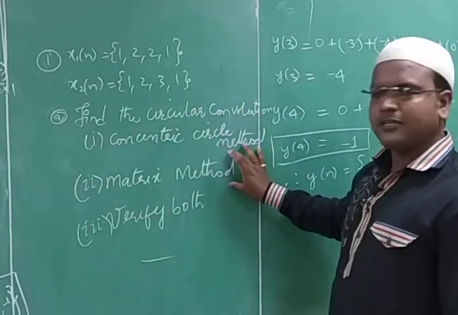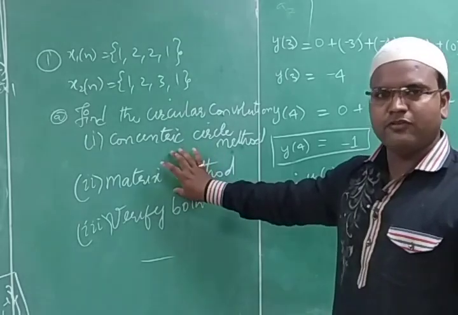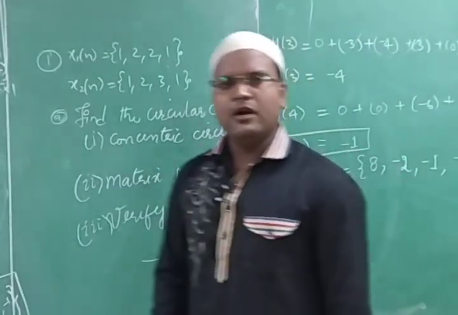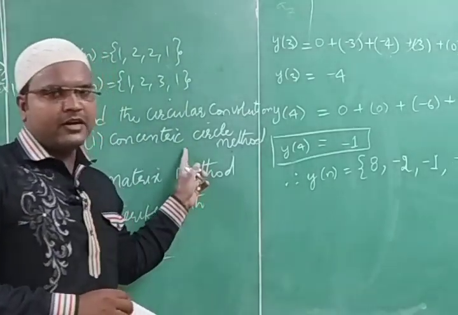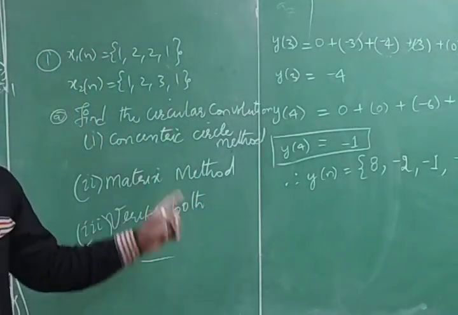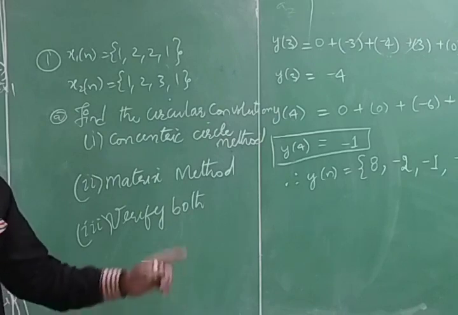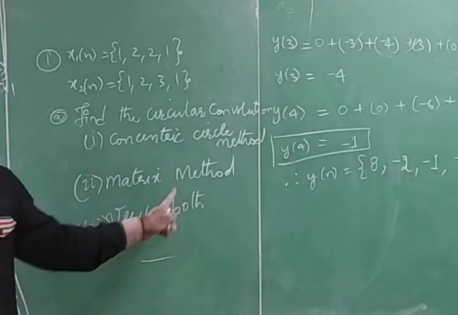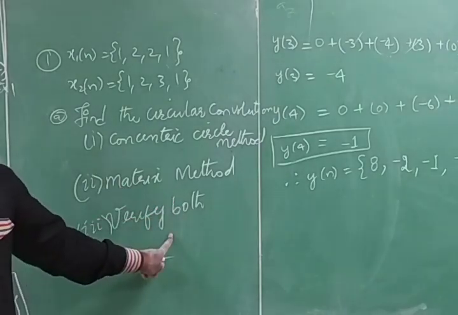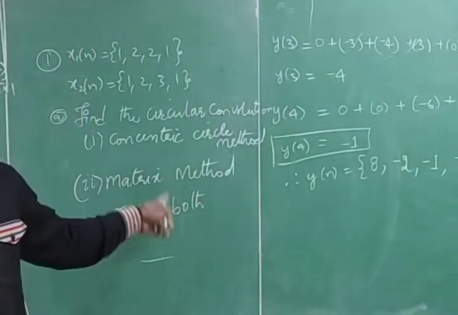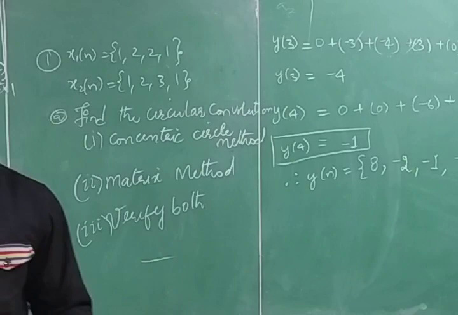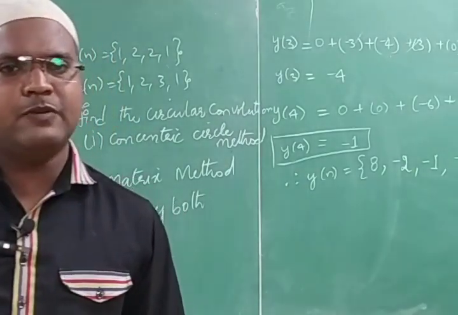In the second, matrix method, same y of n you need to find. To get the y of n, we'll take first x2 of n as an n by n matrix, then we'll take x1 of n as an n by 1 matrix, and we'll find out by the matrix method and get the answer. Both the answers need to be same. If both the answers are same, that means these two answers are verified. If you verify, that means the circular convolution has been obtained.